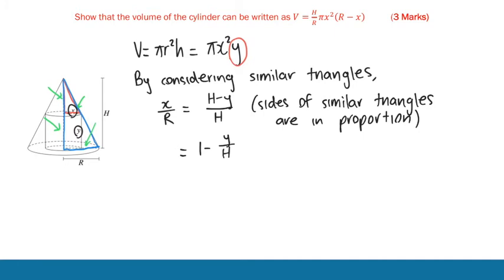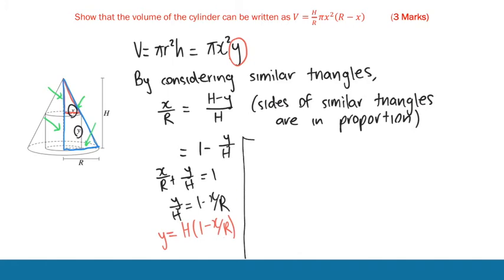Once we're there, I can add y on h to both sides. So I get x on r plus y on h is equal to 1. I can then subtract x on r, and what that gives me is y on h is equal to 1 minus x on r. And then to get the result I want, I just multiply by h, and that gives me y equals h bracket 1 minus x on r. That is the result that we're going to use and substitute into our expression. So we'll set up a little box.